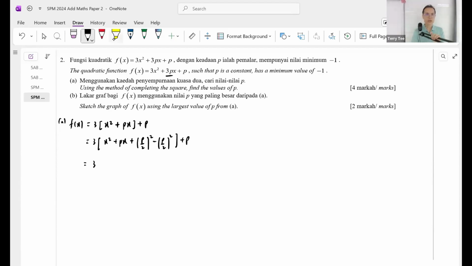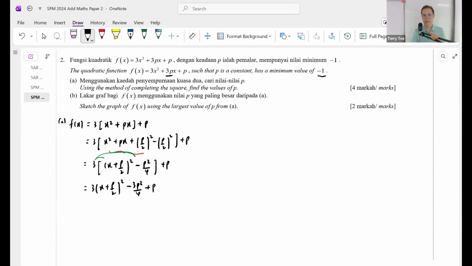Now next, the first 3 terms here, we need to combine it into a square bracket. This will be x plus p over 2 squared. Then you minus p squared over 4. Remember, you need to square this. Now, take this 3, multiply inside one by one. So as you times inside, this is 3(x plus p over 2) squared minus 3p squared over 4 plus p. Okay, now with that, my minimum value, we need to find, right?